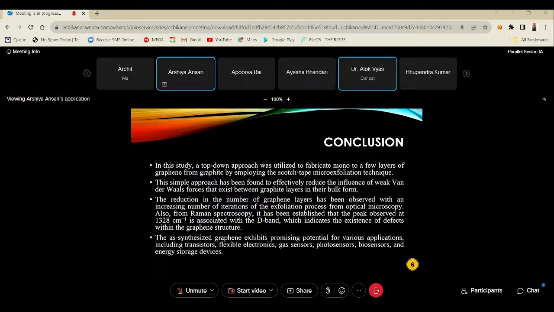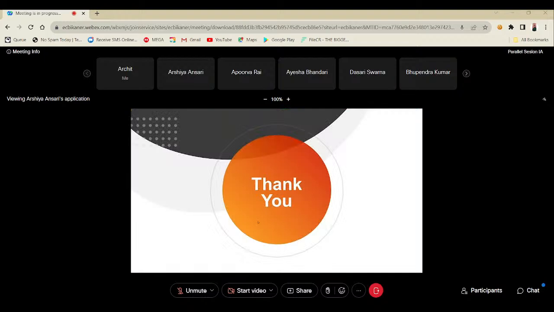So this method is very simple and cost effective, and we can use this monolayer or few layer graphene for various applications, as I mentioned before, like flexible electronics, transistors, gas sensors, photo sensors, biosensors, and different energy storage devices also. Thank you.